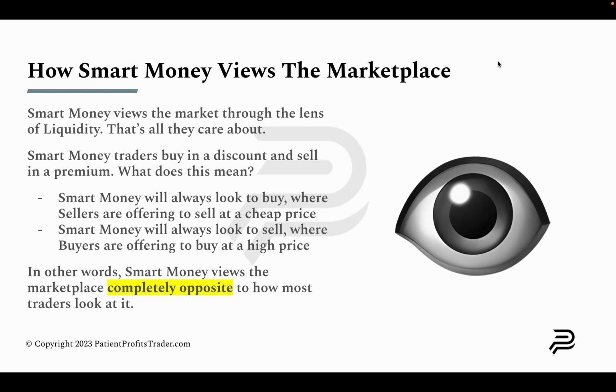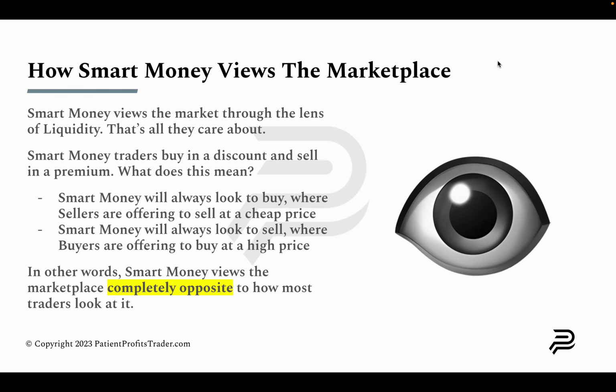Smart money is always looking to sell where buyers are offering to buy at a high price. Makes sense. If you're a seller and you're selling, obviously you want to find buyers that are willing to pay a premium for what you have to offer. And that's exactly how smart money views the marketplace as well. They're looking for buyers that are willing to buy at a premium, willing to buy at a high price. Why? Because they want to sell in a premium. Because they want to sell in a premium, they need to be able to identify buyers that are willing to buy in a premium.